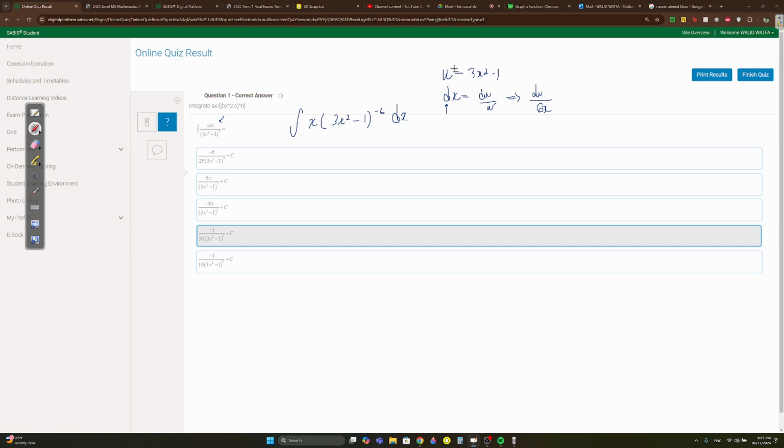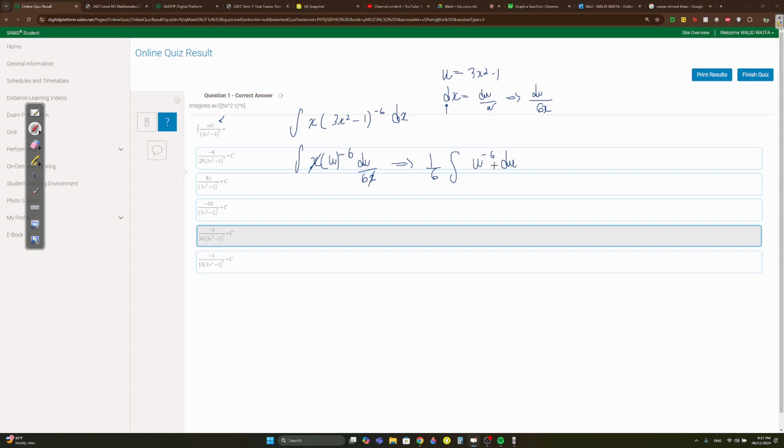Now we know u is 3x squared minus 1, so we can replace 3x squared minus 1 with u. So it'll be the integral of x times u to the power of minus 6 times du over 6x, because we said dx is du over 6x. We can cancel x with x. There's nothing else to cancel with the 6, so I'm just going to take 1 over 6 out, and it's going to be the integral of u to the power of minus 6 du.